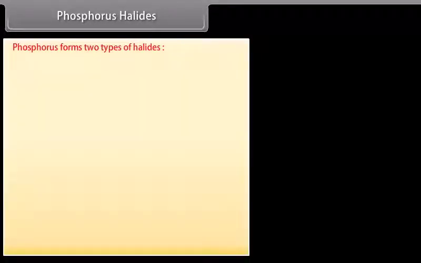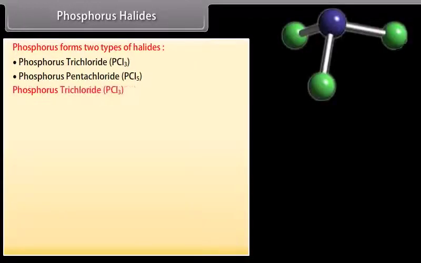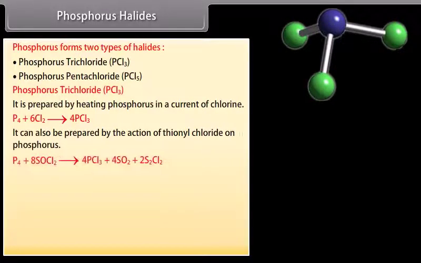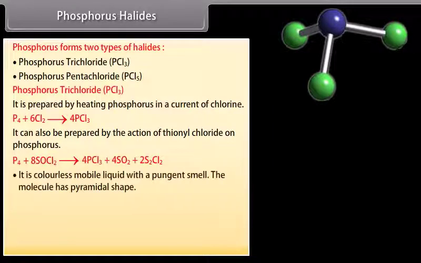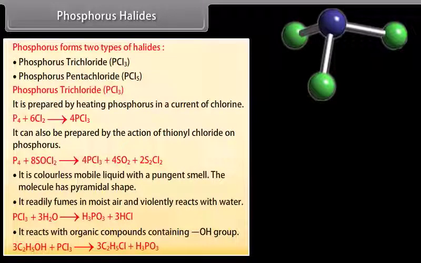Phosphorus halides. Phosphorus forms two types of halides: phosphorus trichloride and phosphorus pentachloride. Phosphorus trichloride. It is prepared by heating phosphorus in a current of chlorine. It can also be prepared by the action of thionyl chloride on phosphorus. It is a colorless mobile liquid with a pungent smell. The molecule has pyramidal shape. It readily fumes in moist air and violently reacts with water. It reacts with organic compounds containing an OH group.